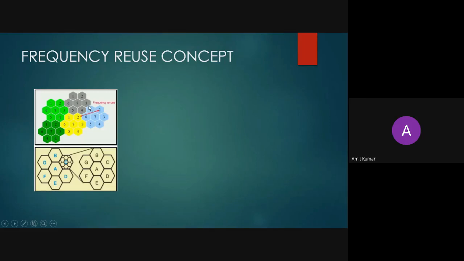Say, for example, cell one is very near to cell three, but these two cells are using different frequencies. If they have different frequencies, there will be no interference between these two signals. What we learned in frequency hopping, that kind of thing will be there. Both signals, the cell number 3 and the other cell, use different frequency components. If they have different components, there will be no interference in the signal.